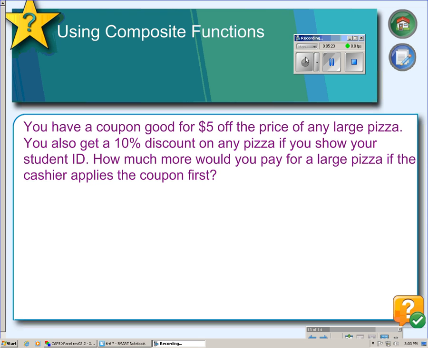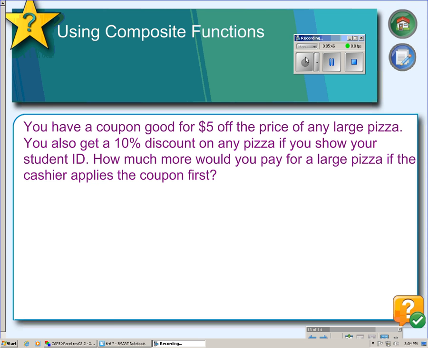This is an application of the composition of functions. Suppose that you go shopping and you have a coupon good for $5 off the purchase of any large pizza. You also get a 10% discount on any pizza if you show your student ID. How much more would you pay for a large pizza if the cashier applies the coupon first?